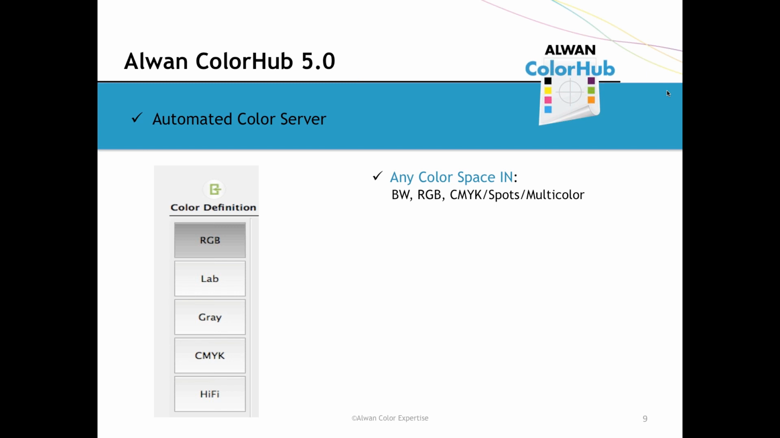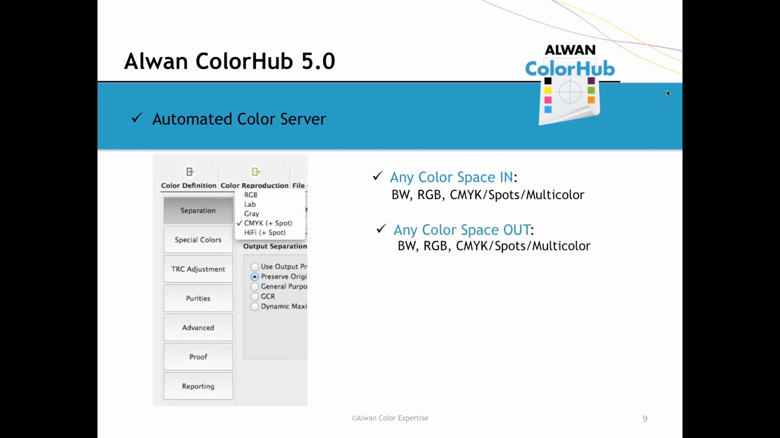One of the capabilities, and that changed the user interface a lot as well, is that we can define any color space. So the incoming color space can be anything like RGB, lab, gray, CMYK, HiFi, and can be set to any required behavior. And on the output, we have the possibility to output to RGB, to LAB, to gray, CMYK, eventually with spot colors and HiFi color.